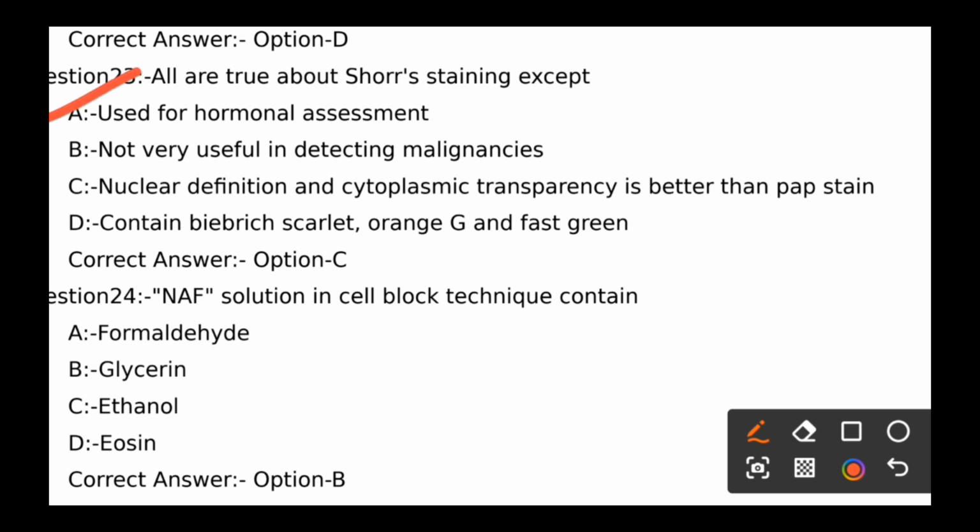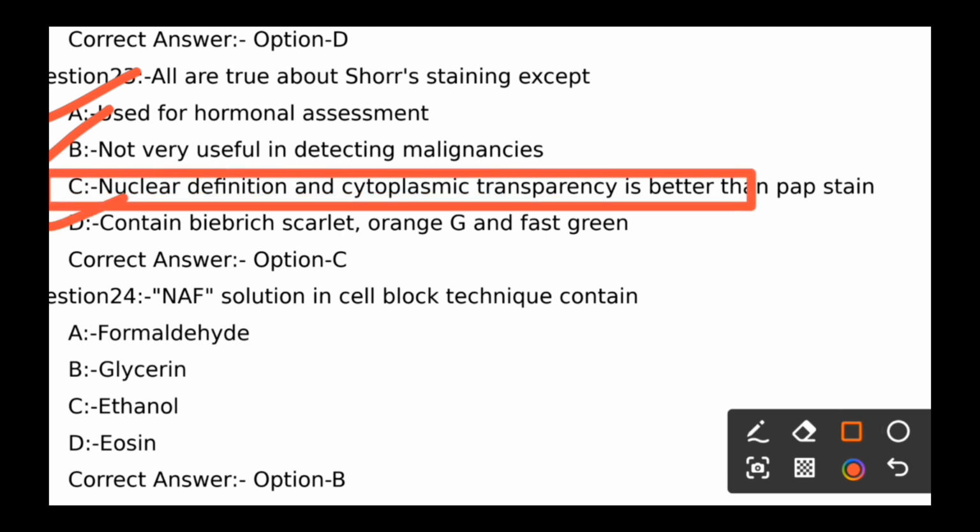Here option A is true about Shorr staining because it is used for hormonal assessment, and option B is also correct. It is not very useful in detecting malignancies. And option D is true about Shorr stain. It contains Biebrich scarlet, orange G and fast green. So the right answer is option C. Nuclear definition and cytoplasmic transparency is better than Pap stain is a wrong statement about Shorr staining.